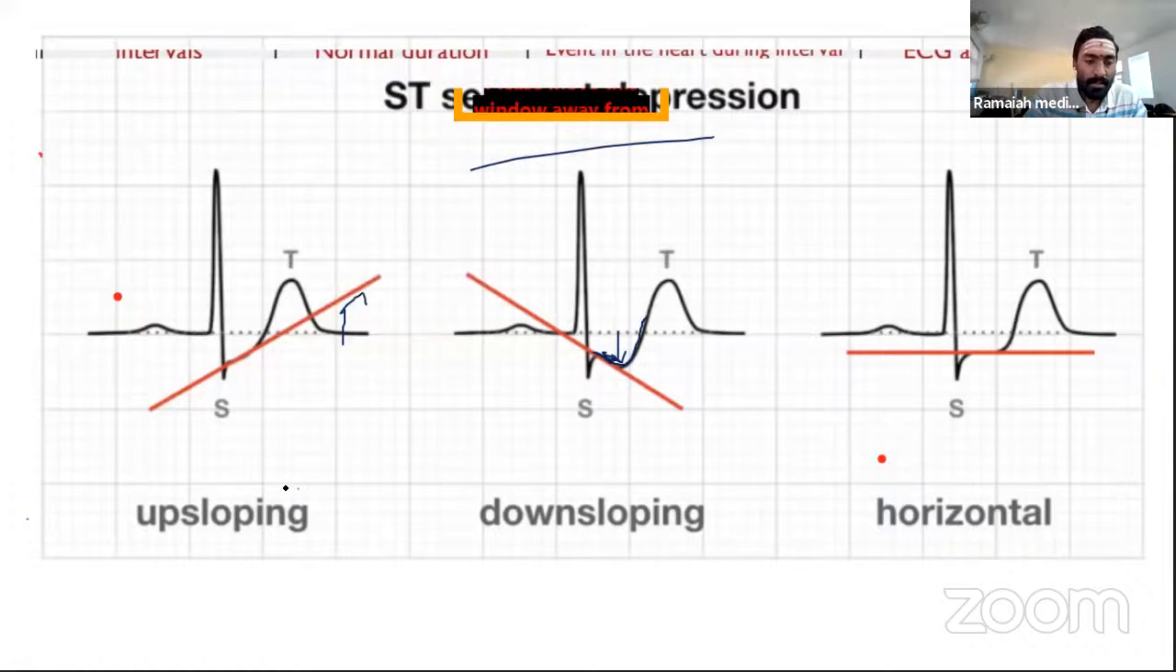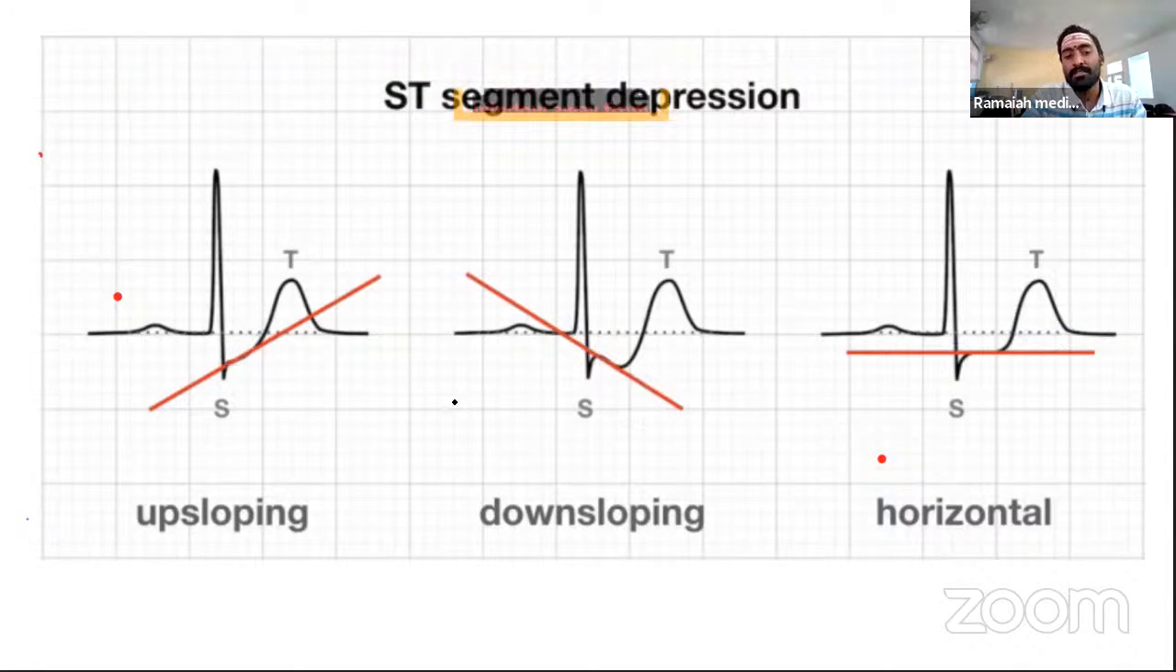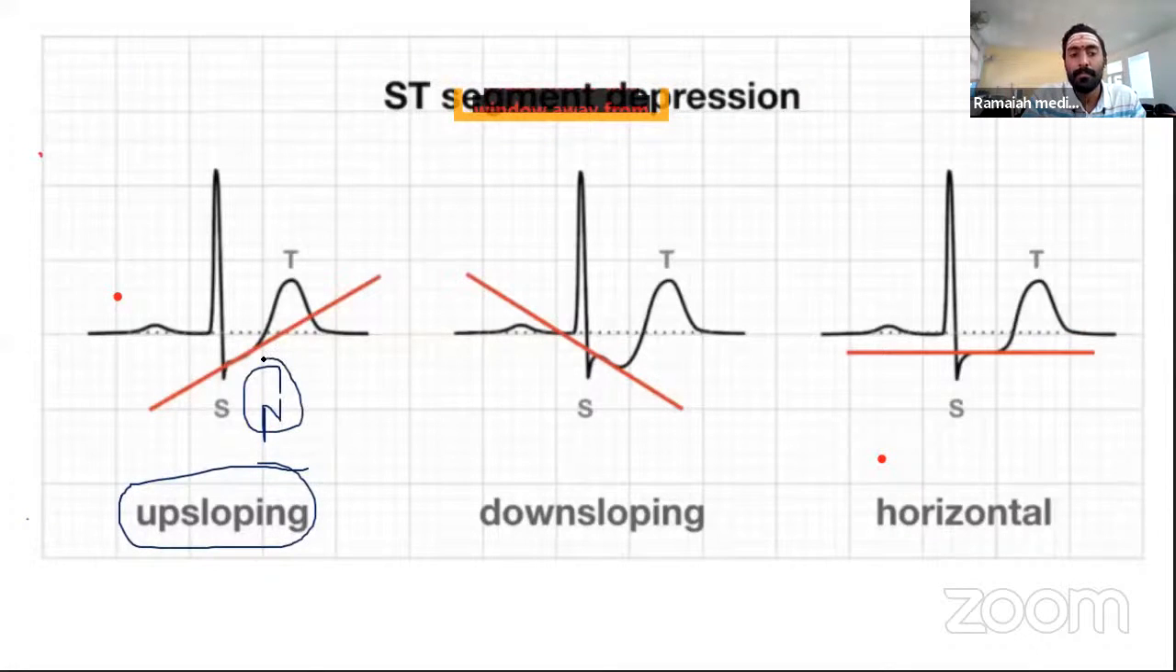There is something called an upsloping ST depression, downsloping ST depression and horizontal. What this exactly means is the morphology, how it looks. Morphologically, this looks as if it's going upwards, this looks as if it's going downward, and this looks horizontal. The implication is that an upsloping ST segment is normal. Downsloping is abnormal. Horizontal is again abnormal.